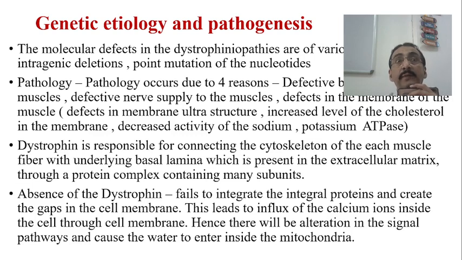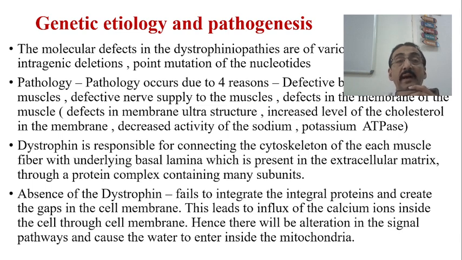One is defective blood supply to the muscles, defective nerve supply to the muscles, defective membrane of the muscle, that is a defect in the membrane ultrastructure, increased level of cholesterol in the membrane, which leads to problems with membrane formation, and decreased activity of the sodium potassium ATPase pump.